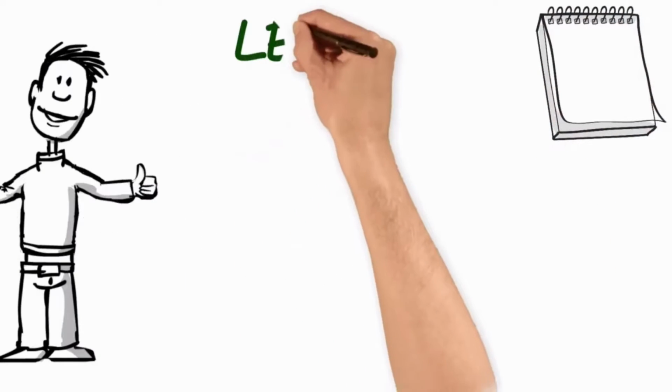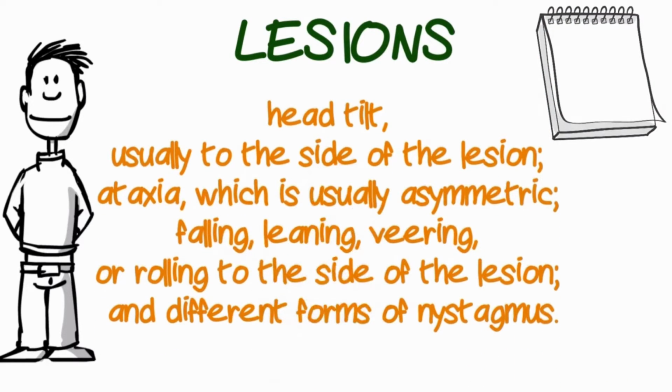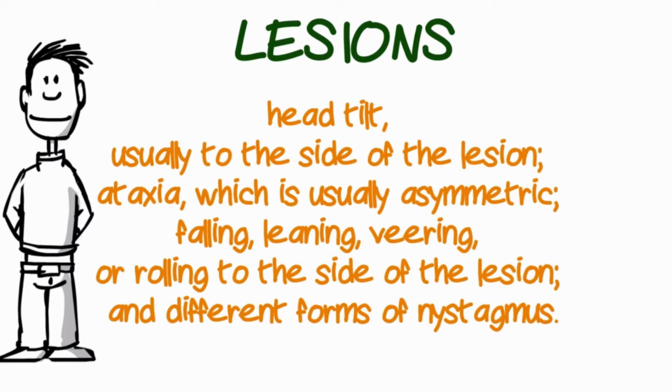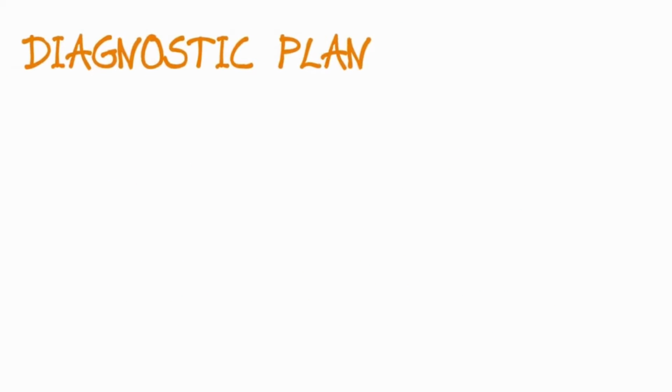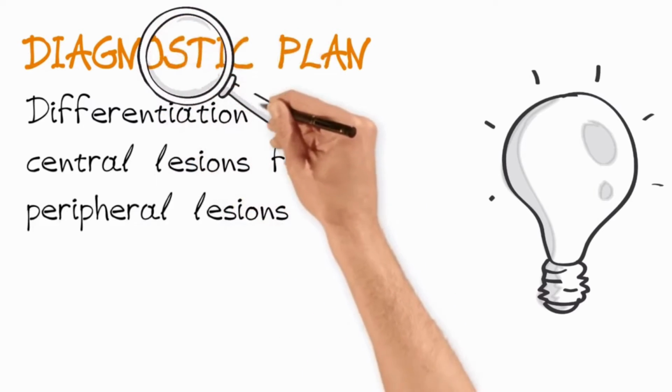Lesions of any part of the vestibular system produce one or more of the following signs: head tilt, usually to the side of the lesion; ataxia, which is usually asymmetric, falling, leaning, veering, or rolling to the side of the lesion; and different forms of nystagmus. Differentiation of central lesions from peripheral lesions is essential for management and prognosis.